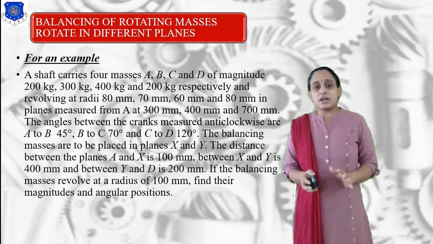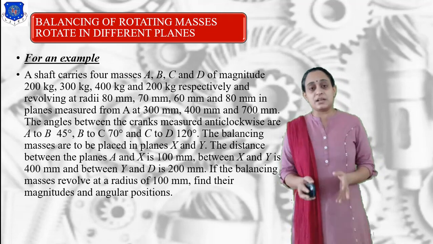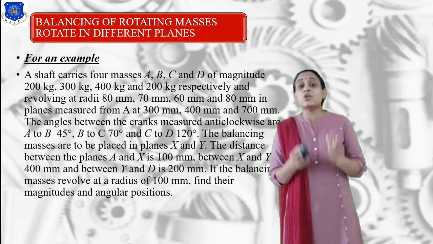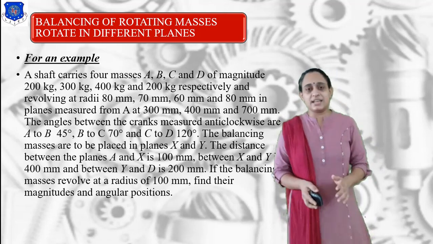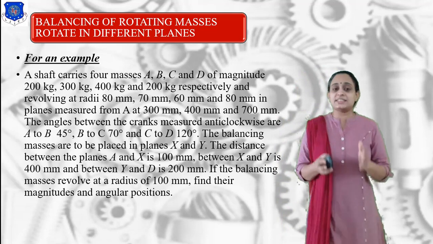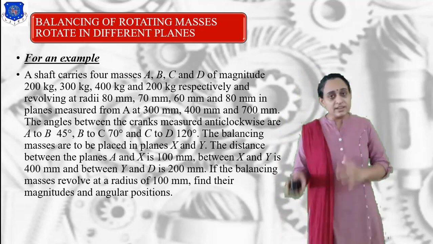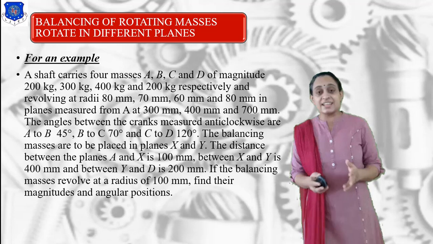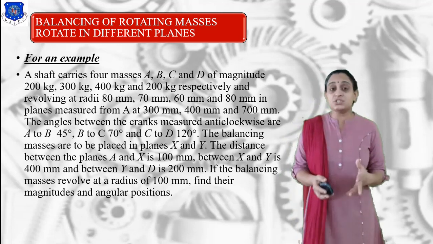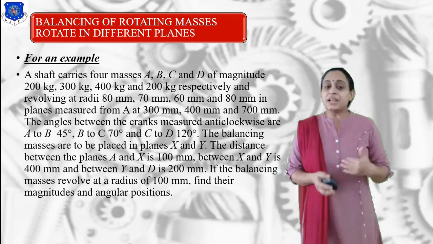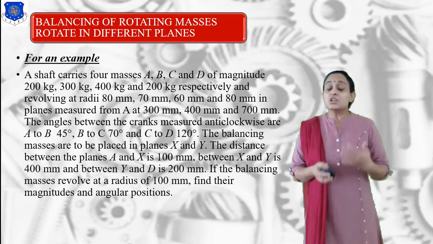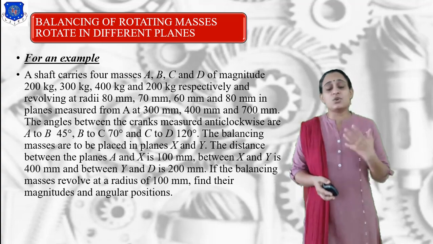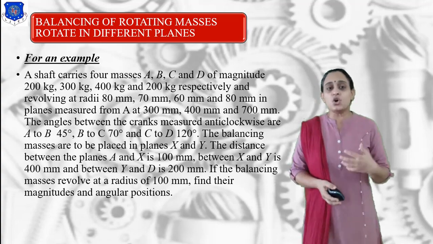Next, the planes of the balancing masses are already given to us, and the planes are X and Y. The distances of X and Y from planes A and D are already given, hence we can find out the positions of X and Y. And the balancing masses revolve at a radius of 100 mm, so we have those radii also. So let us first draw the plane position diagram.